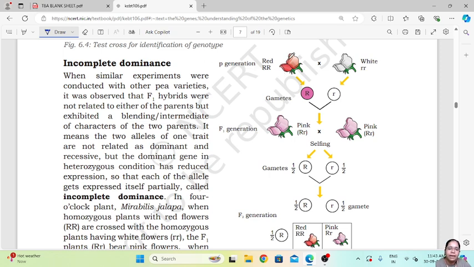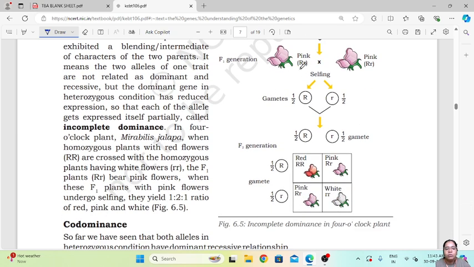If we have parent plants that are red and white, red will be dominant, that is capital R, and white will be recessive, that is small r. When we cross the gametes, the F1 generation will be pink flowers. Why pink flowers? Because when you mix red and white, the flowers from the parent show the red gene only partially, that is why the flowers will be pink.